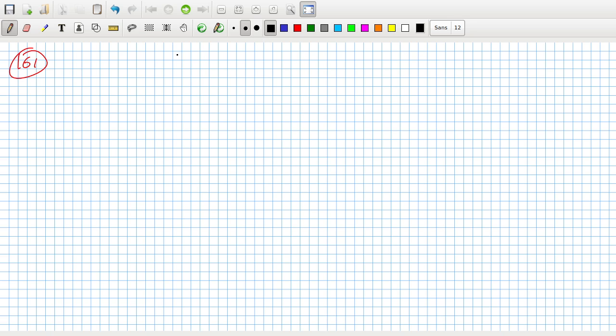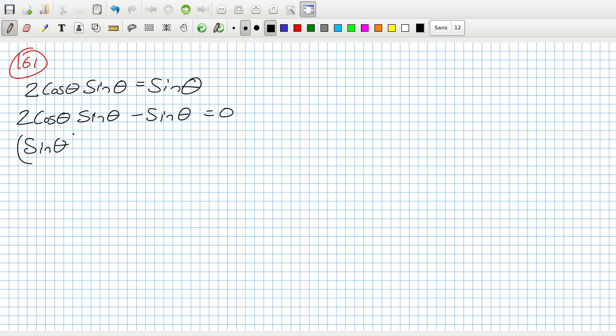You've got the equation 2 cos theta sine theta equals sine theta. And I know what they're doing here. They're trying to trick the student into cancelling sine theta, which is the wrong thing to do here. 2 cos theta sine theta minus sine theta equals 0. We have to factor out the sine theta, not divide it out. And that's 2 cos theta minus 1 equals 0. So either sine theta equals 0 or cos theta equals a half.